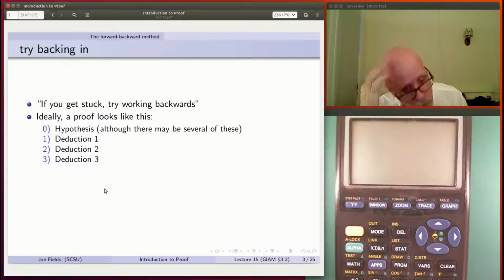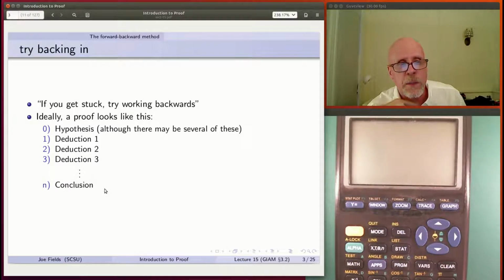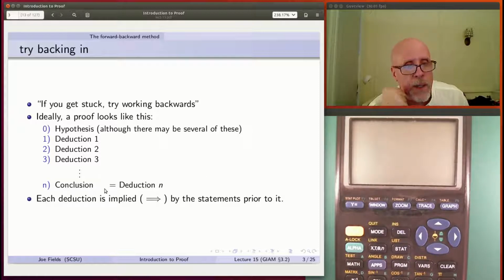And we use the rules of inference that we previously learned to make these deductions. Deduction 3 has to follow from the hypotheses and deductions 1 and 2. And then there's a sort of an et cetera moment. And then eventually we get to the last statement, which is the conclusion. And if you see the way I'm counting, that's deduction n as well. All right, so remember this.